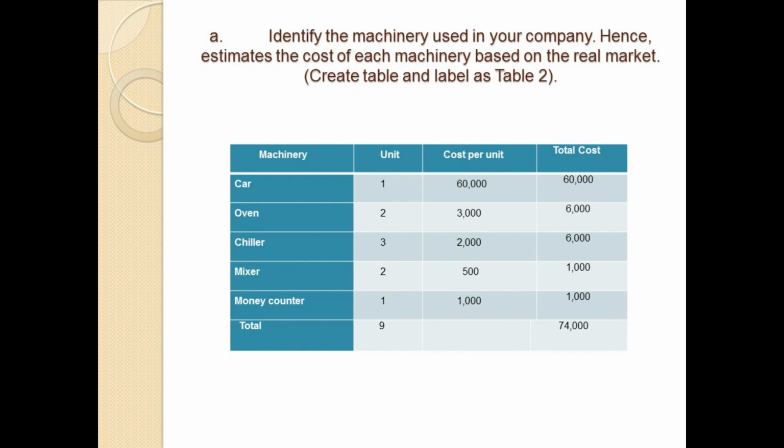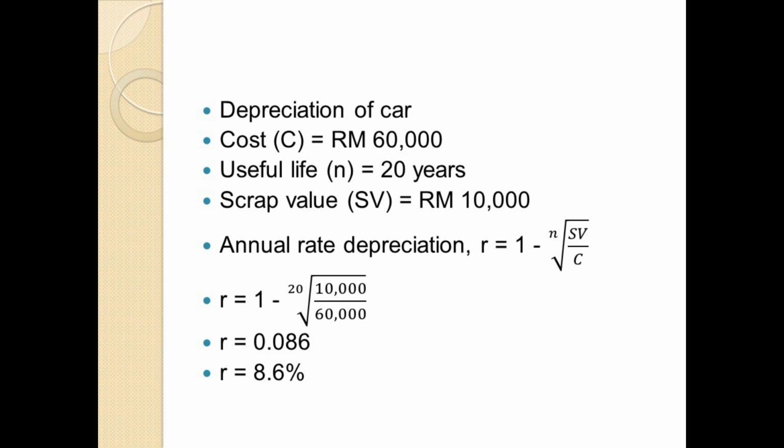For question A, identify the machinery used in your company, hence estimate the cost of each machinery based on the real market. In this case, I choose 5 machinery, which are car, oven, chiller, mixer and money counter. This one is the cost per unit, and this one is the total cost, and the total is 74,000. I choose only one machinery to explain the details of how to calculate. For example, depreciation of car: the cost is 60,000, useful life 20 years, and scrap value is 10,000. With this formula to calculate, the answer is 8.6% for the rate.